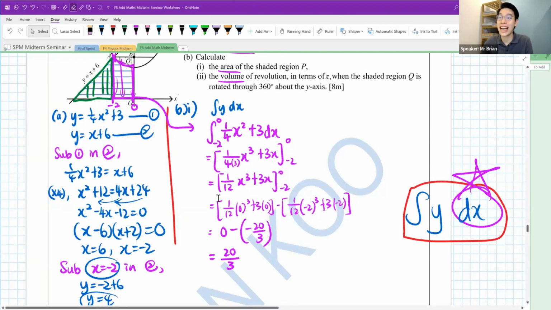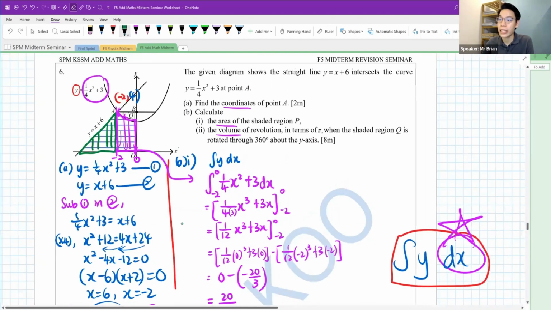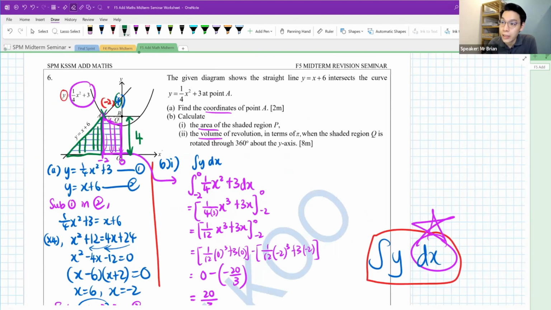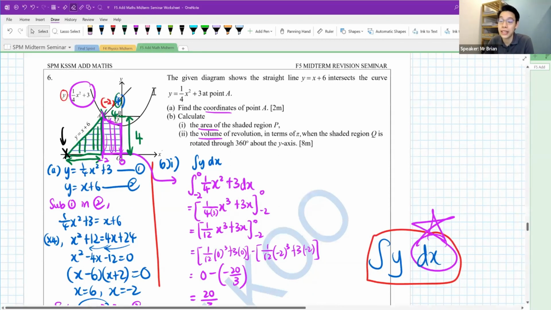Now we go and look for the green color area. For this green color one, like we say, it's just a triangle. Okay, it's just a triangle. So I can just use half times base times height. The height is 4, because this point A just now we found out is a 4. But I don't know what is the base length here. Those of you who are sharp, you all will know we need to go and find out this point first. Okay, we need to go and find out that point so that I will know from that point to -2, how long is the base?